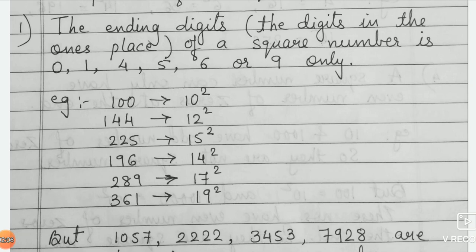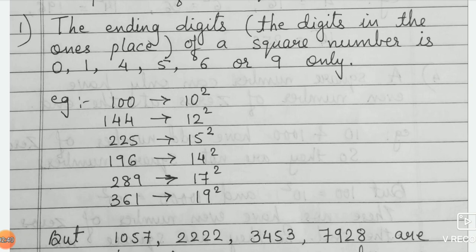Now for example, if we see 100, here the digit in units place is 0. So 100 is a square, that is 10 square. 100 is a perfect square number. Then another number is 144. 144 is the square of 12. Here the digit in units place is 4. Now next example is 225. Here the digit in units place is 5. It is the square of 15.